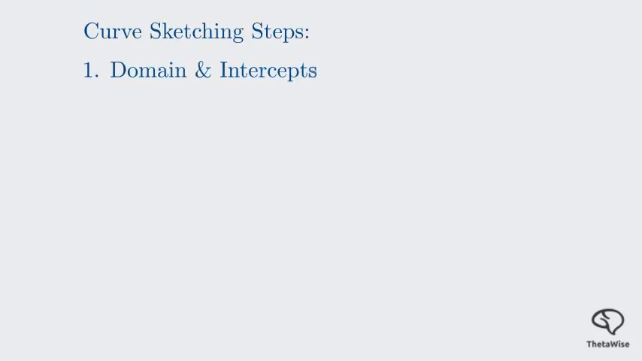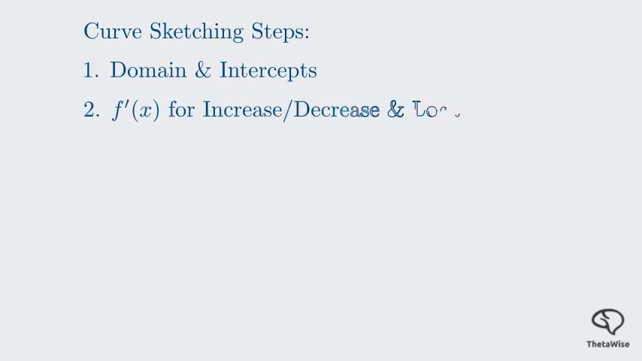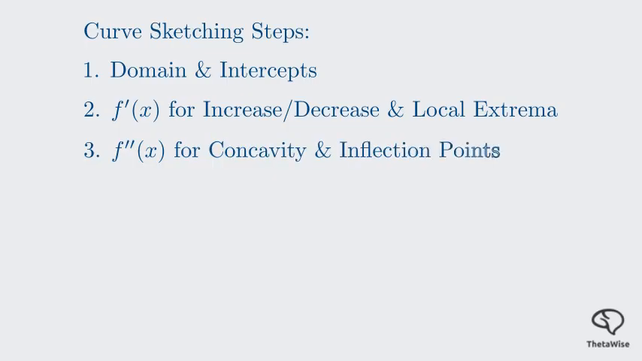Let's quickly recap what we've learned today. We've seen how to use a systematic process to sketch the graph of a function. We started by finding the domain and intercepts. Then, we used the first derivative to find critical points, intervals of increase and decrease, and local extrema. After that, we used the second derivative to find possible inflection points, intervals of concavity, and actual inflection points. Finally, we combined all this information to create an accurate sketch.